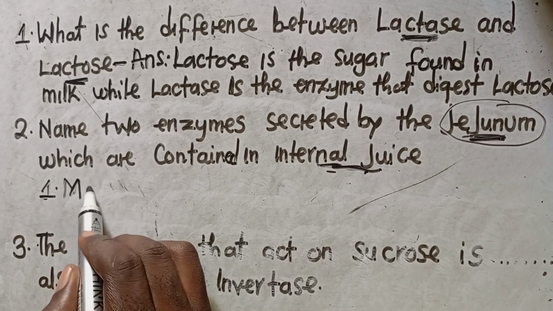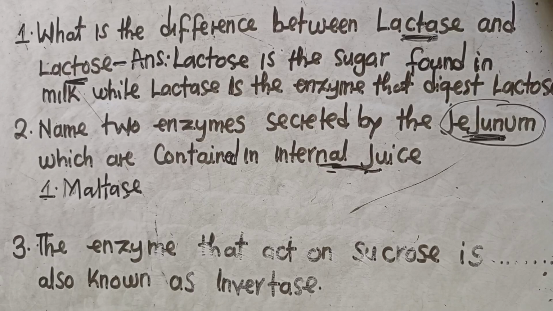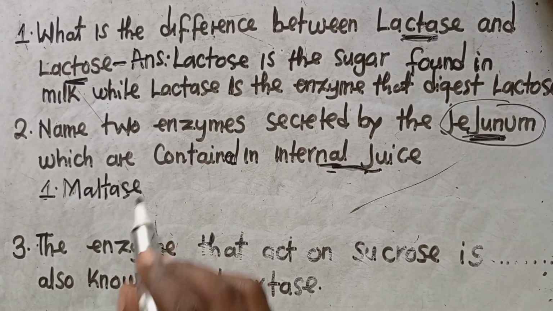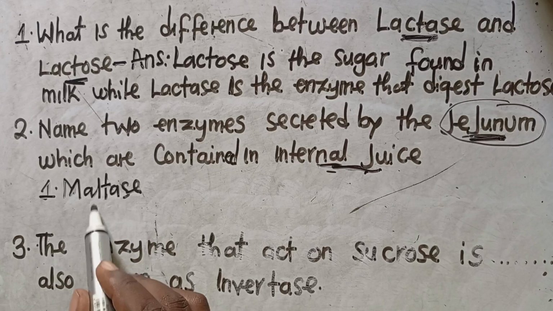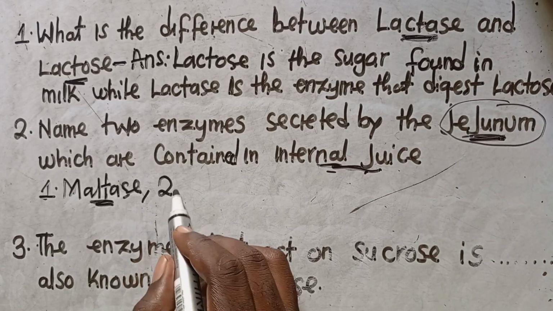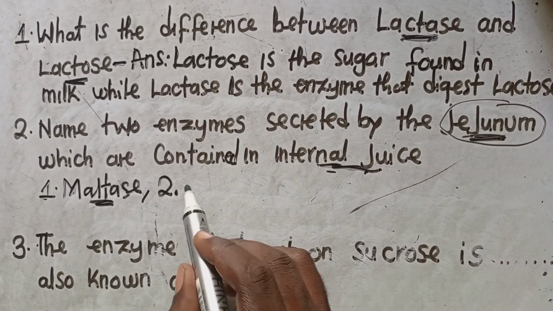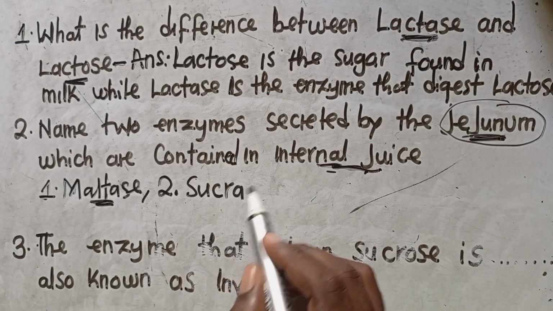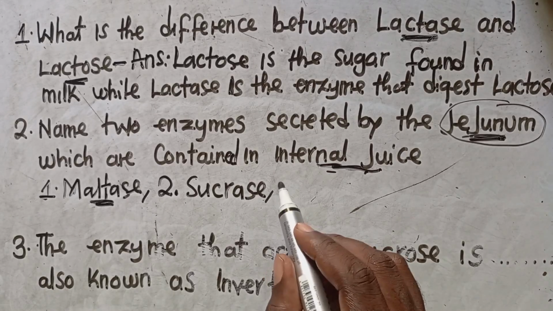There is what we call maltase. This is also an enzyme. Its function is to break down maltose into glucose. We also have the second one, sucrase, and even as we are listing, I guess you are also picking up one or two things. This one converts sucrose, which is table sugar, into glucose and fructose.